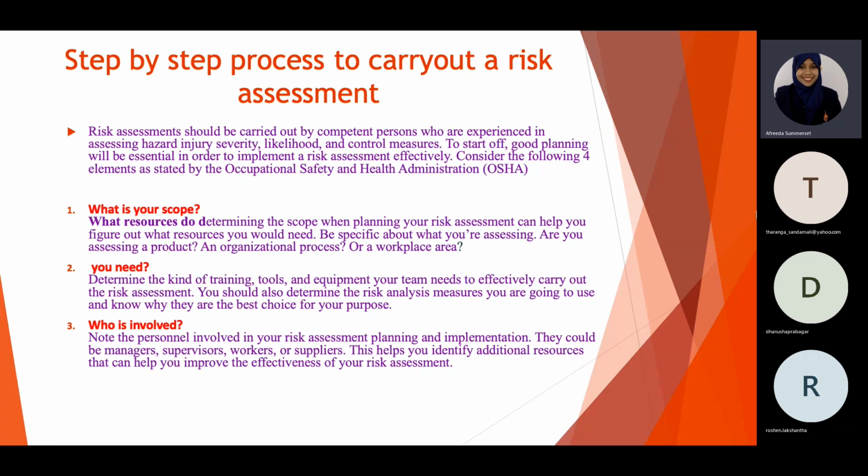Right, next one, step-by-step process to carry out a risk assessment. This is a little bit different to what we learned, but it's almost the same. We are just going to ask some questions. For example, they say a risk assessment should be carried out by a competent person. That's what I told you before also. A normal person cannot carry out a risk assessment. It's just like giving a drug, either a pharmacist or a doctor should recommend it.